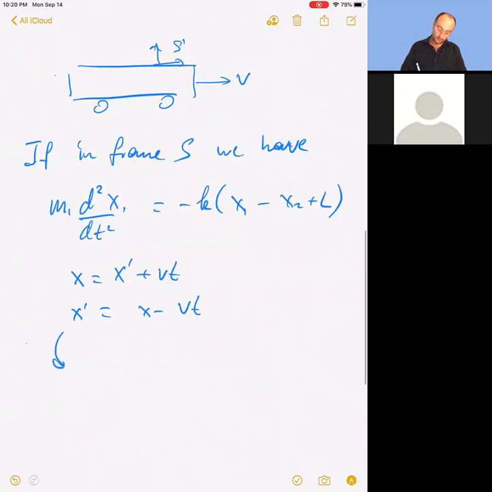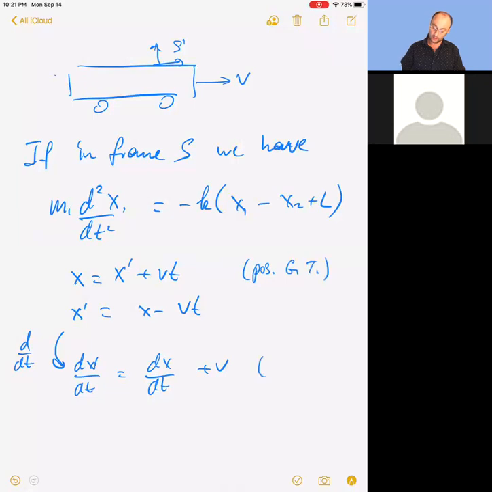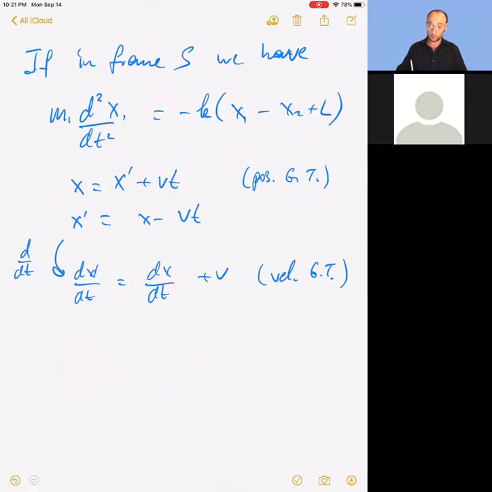You take one derivative, you get that's the velocity addition, right? So this is the position Galilean transformation. This is the velocity Galilean transformation. And what about acceleration? Hit it with one more derivative, right? So the second derivative with respect to time equals the second derivative with respect to time. What happens to this term? Well, 0.